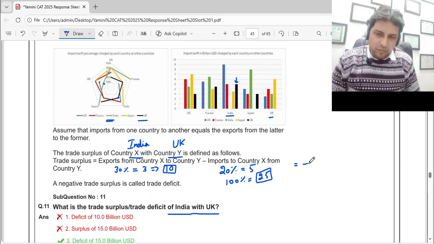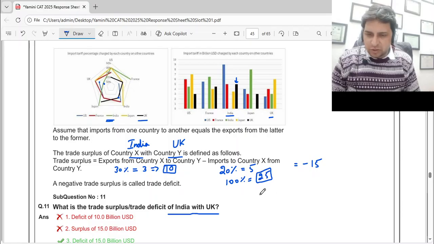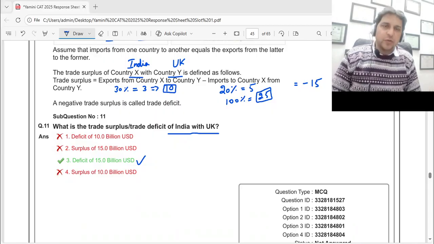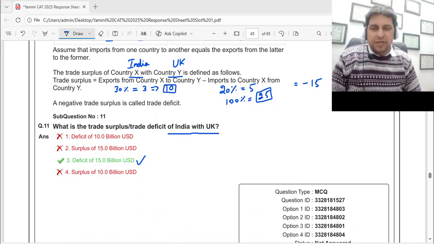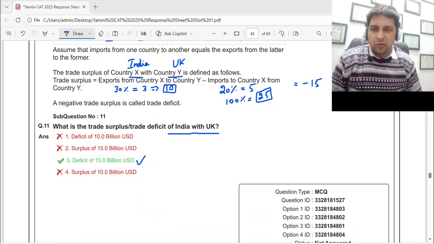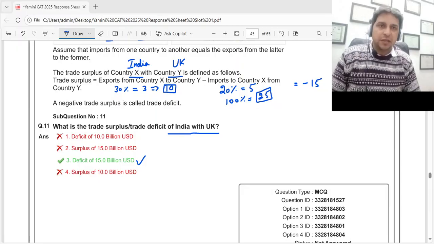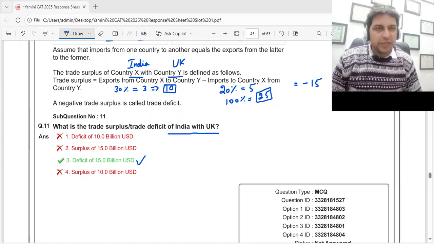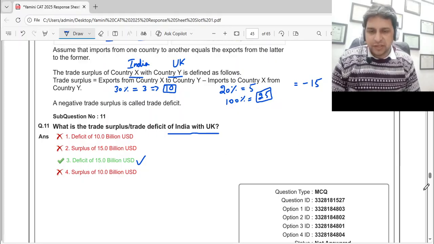This is equal to minus 15. So that's going to be deficit. So the answer goes here. Deficit of 15 billion USD. Now tell me how difficult that was. By looking at a question, there are numbers, data. Why do we just behave like it is not doable? It is doable, guys. So just try them always.